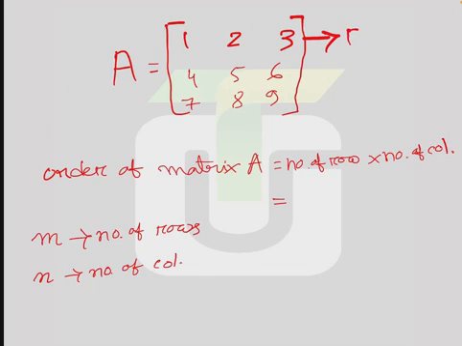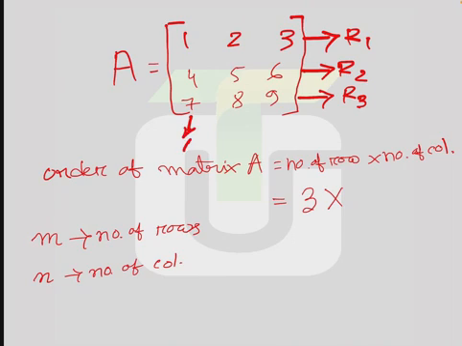Here, number of rows is how much? This is R1, that means first row. This is R2, that means second row, and this is R3, that means third row. That means the number of rows is equal to 3, correct?